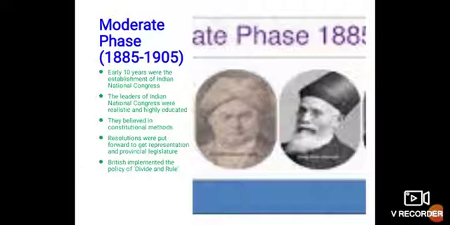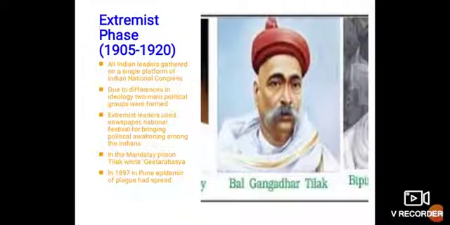To cause a split in the national movement, the British implemented the policy of divide and rule. All of us know, whenever Britishers see that all the people are united, they bring out their weapon of the policy of divide and rule. They did the same here. Next we are going to see the extremist phase from 1905 to 1920.